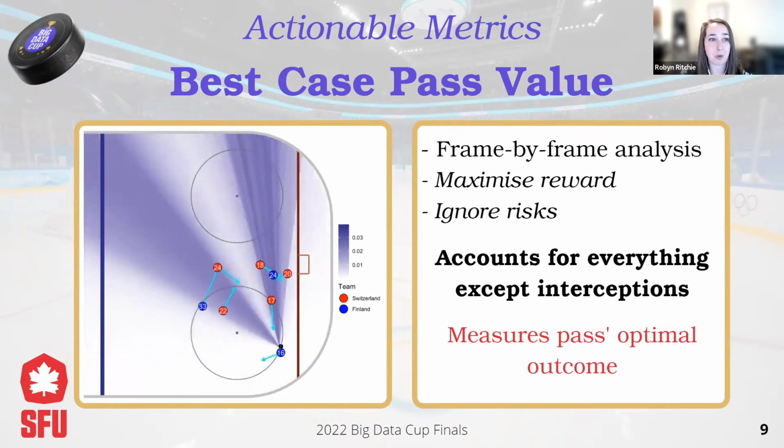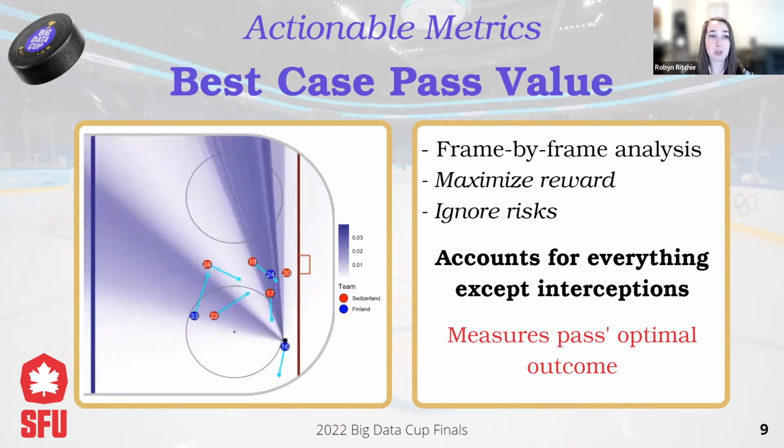potentially dangerous zone. We can zoom in on this frame here and see that Finland number 24, directly above number 16, has a dark strip in front of her. Notice how speed and direction are incorporated here. We account for both puck and player velocities to find which angles are most likely to be successful.